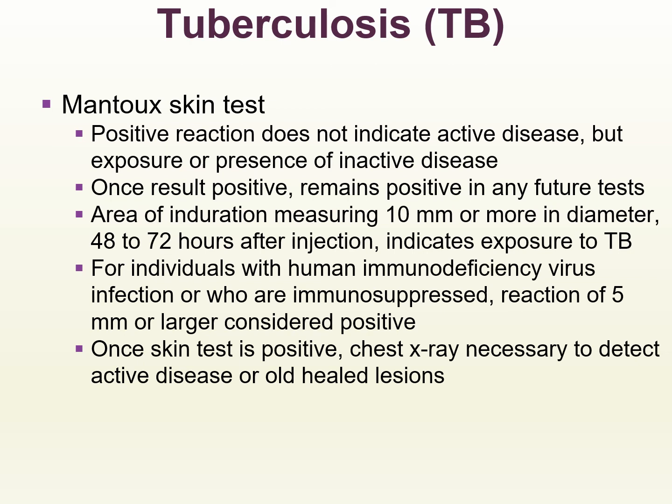An area of induration measuring 10 mm or more in diameter is looked for on the skin in approximately 48 to 72 hours after the injection. This indicates exposure to TB. For someone with HIV infection or someone who's immunosuppressed, a reaction of 5 mm or larger would be considered positive. Once the skin test is positive, then the chest x-ray is necessary to detect either the active disease or old healed lesions.